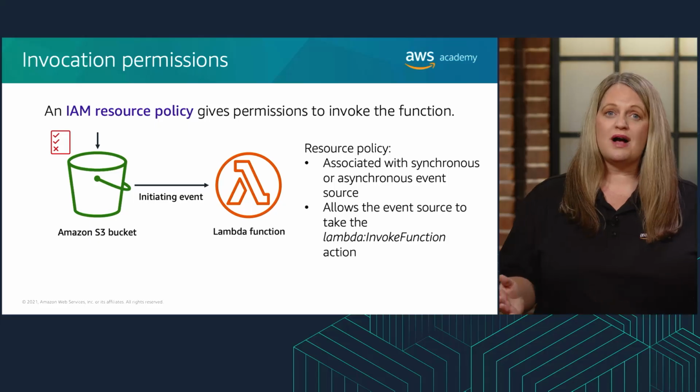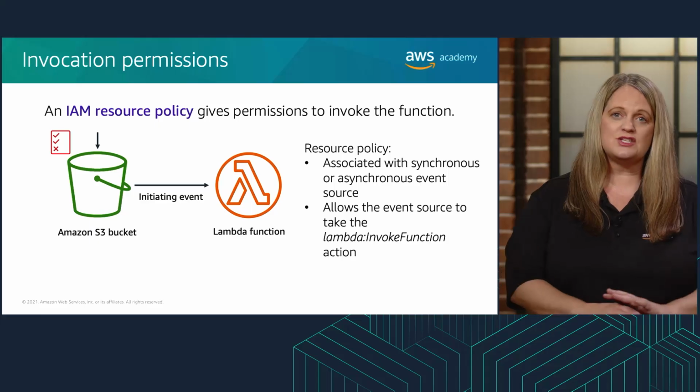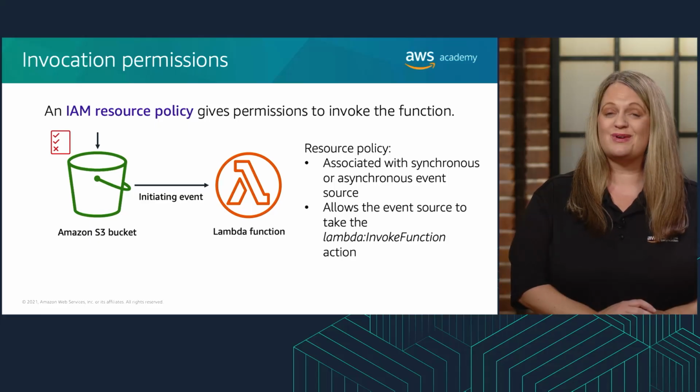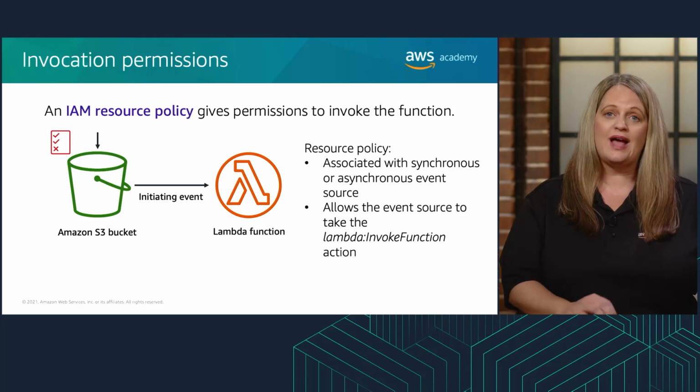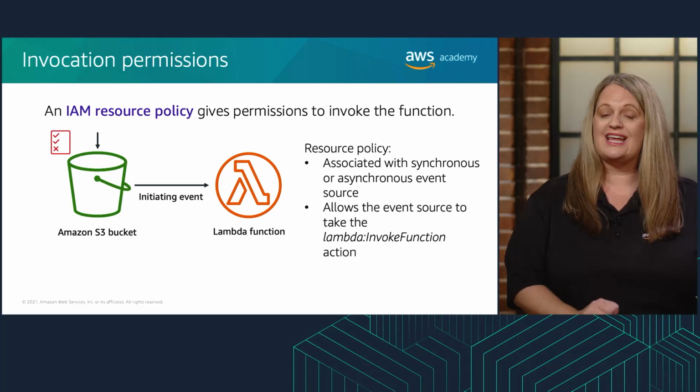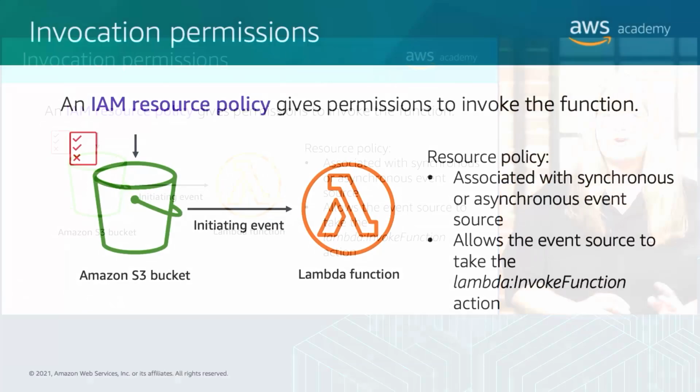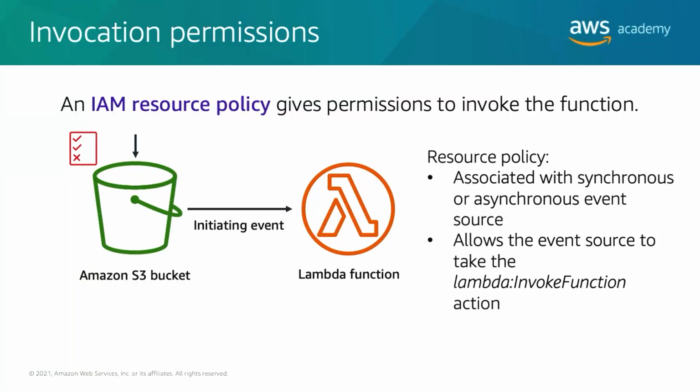An IAM resource policy tells the Lambda service which push event sources have permissions to invoke the Lambda function. Resource policies also make it easy to grant access to the Lambda function across AWS accounts. For example, suppose that you need an S3 bucket in account A to invoke your Lambda function in account B. You can create a resource policy that allows account A to invoke the function in account B.